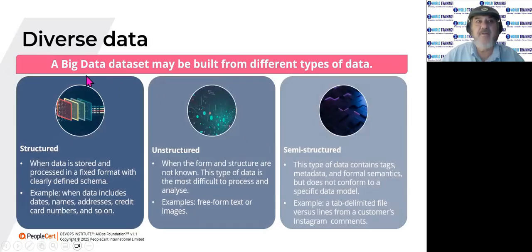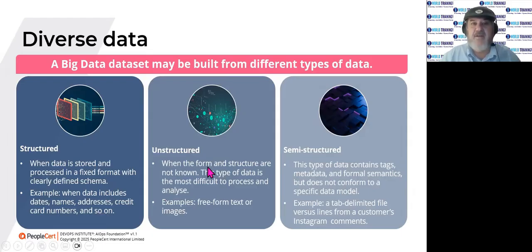So let's talk about diversity. Big data sets may be found from a lot of different types of data. The 3 types that are identified here, by the way, this comes up in the quiz. So structured data, where the data is stored and processed in fixed formats with clearly defined schemas. An example is when data includes dates, names, addresses, credit card numbers, things like that, where there's a definite structure. That makes it a little easier for processing.